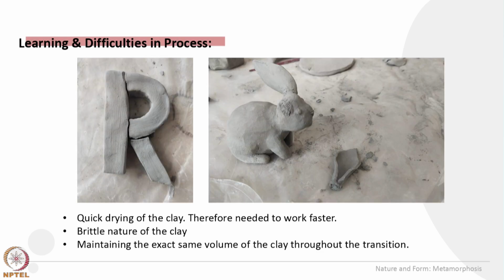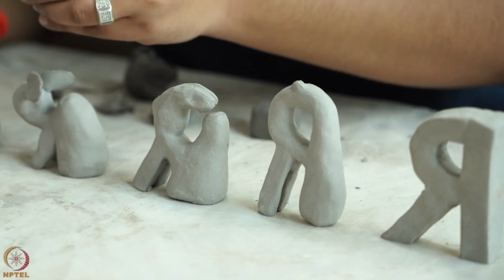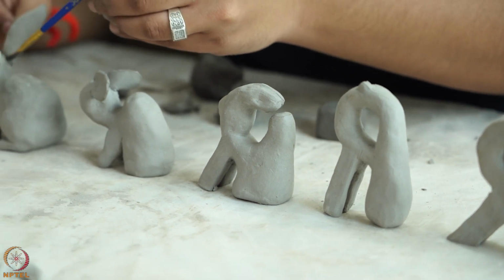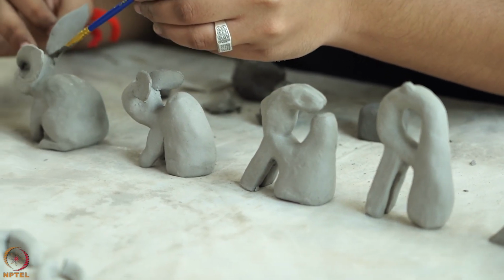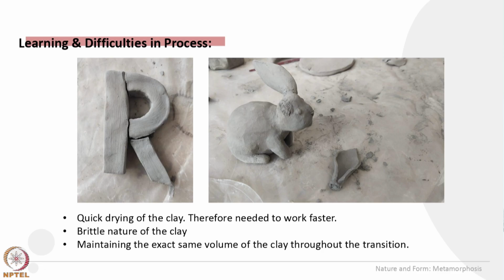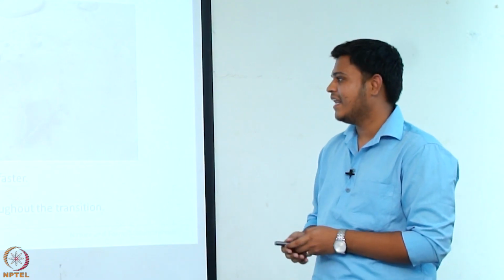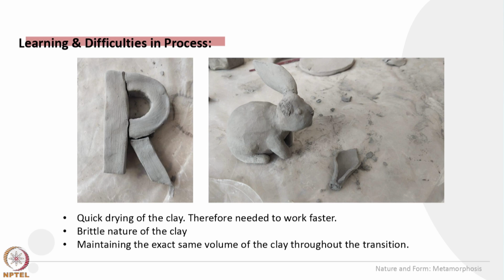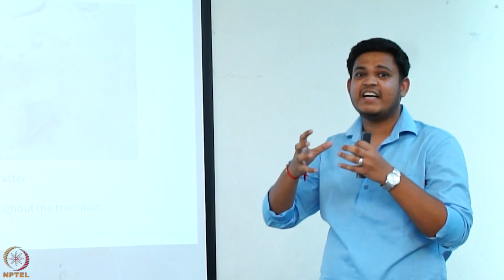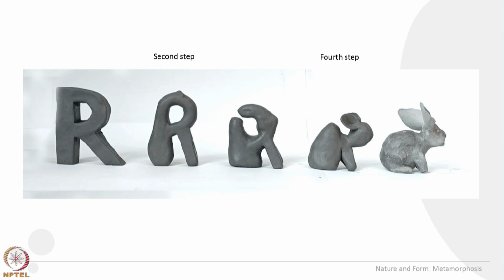Then what are the learnings and difficulties in the process? So basically, it's Bombay clay. The first difficulty was quick drying of the clay. As you can see, our models were constantly breaking, and we were continuously sticking them up again and again. The brittle nature of the clay. Then we had to maintain the exact volume of the clay in each step. So we just made equal volumes of clay balls, and we had to make the models in that only.